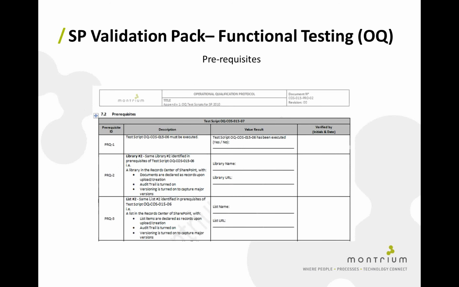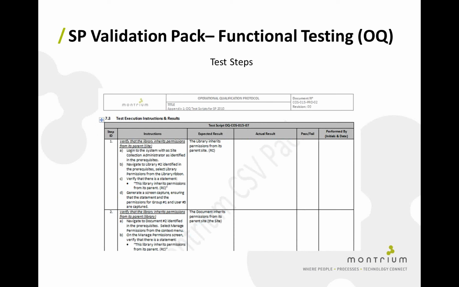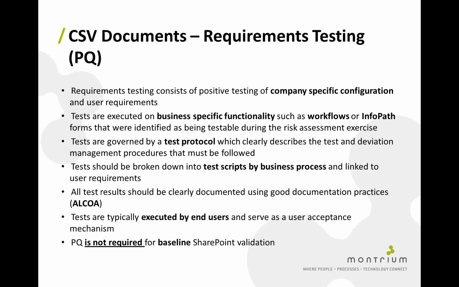So this is an example of an OQ test script. So the first thing that we have is a whole series of different prerequisites that we need to establish, including parameters for testing. So we'll need to describe the library that we're testing in, the URL, things like that. We'll then have the detailed test steps that we need to follow, including when we need to collect evidence, and typically we'll cross-reference evidence in the form of logs or screen captures to the actual test script itself. We'll indicate what the actual result was, whether there was a pass or fail, and then also who actually performed the test, as sometimes tests can be performed by multiple people.